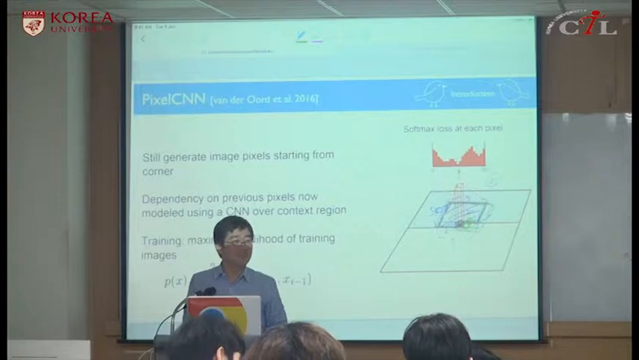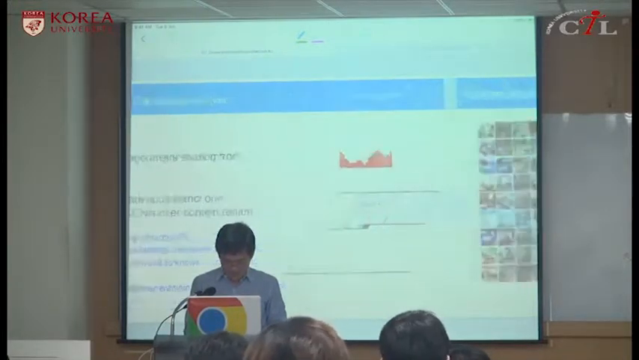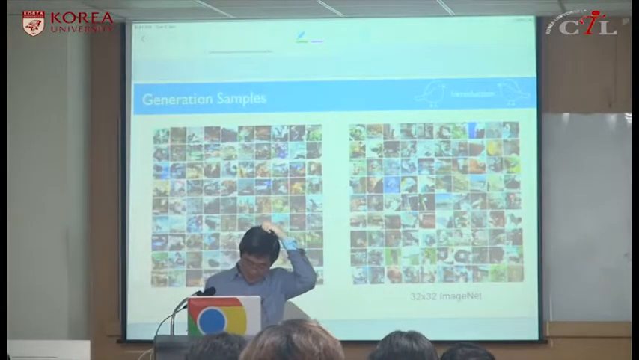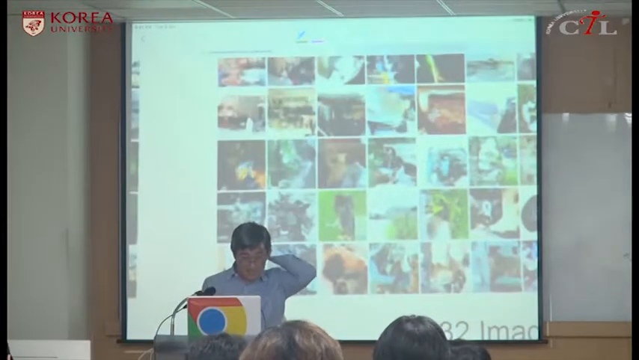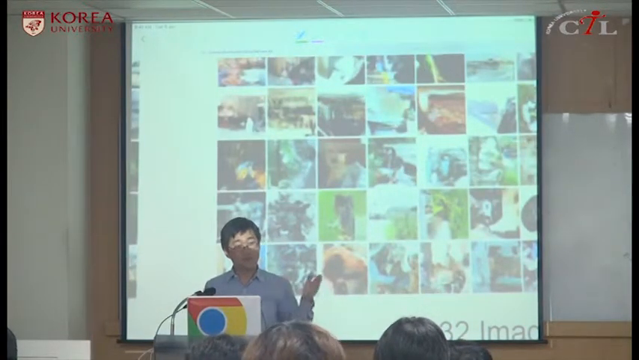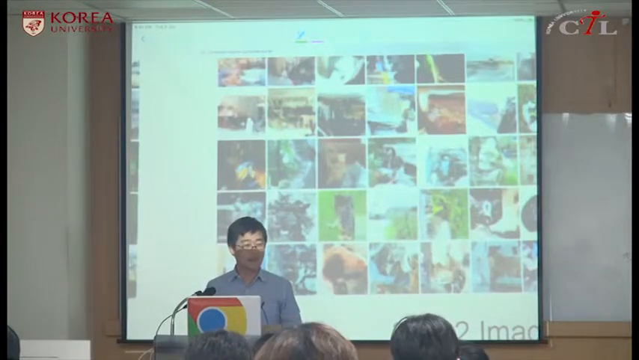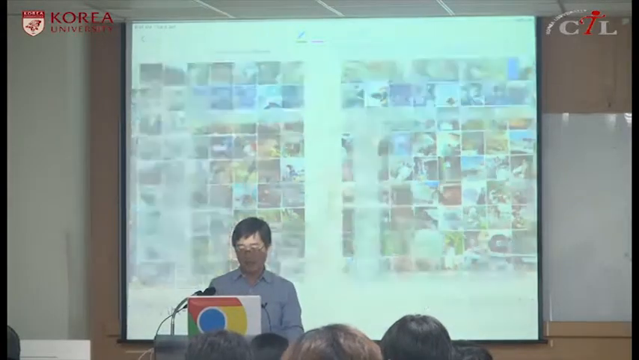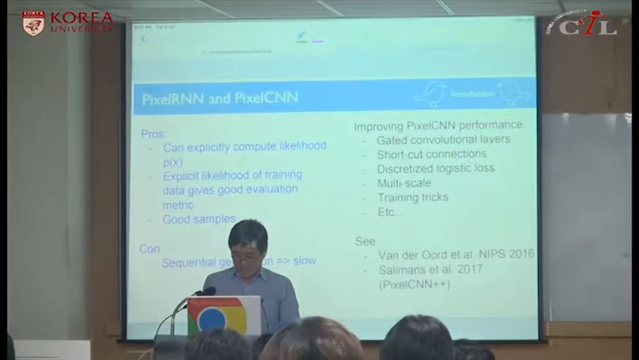Any other questions? Okay, so these are the pixel RNN and CNN examples of generating images. It's just like character-level language generation, of generating maybe Shakespeare's poems and so on, right? So it's exactly the same in image applications.